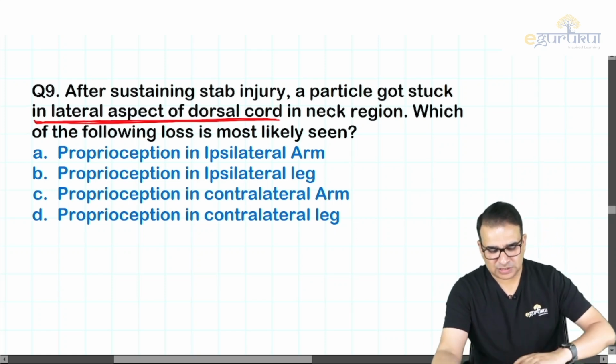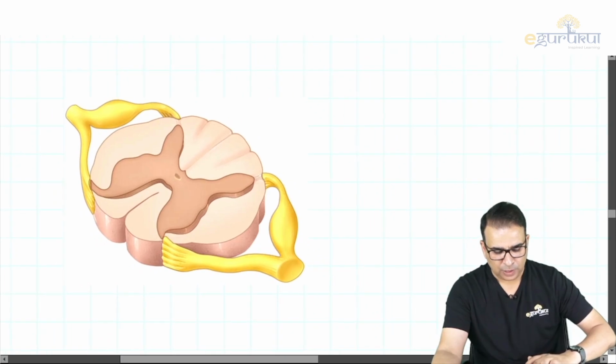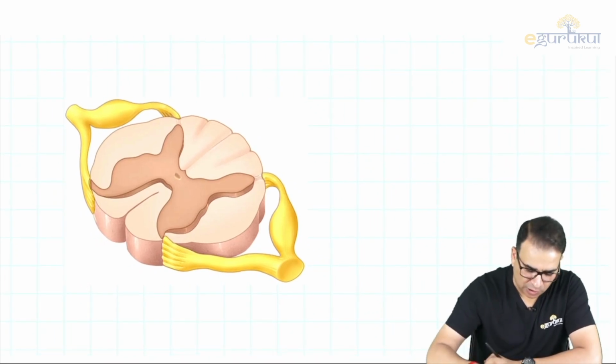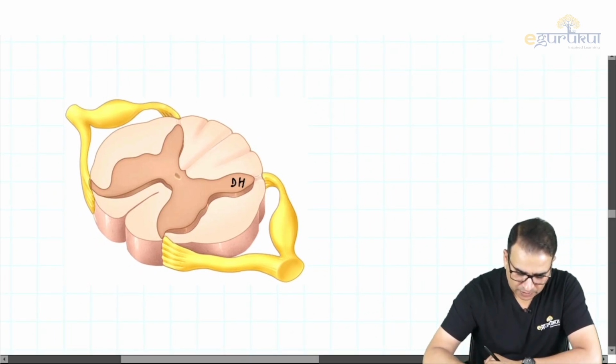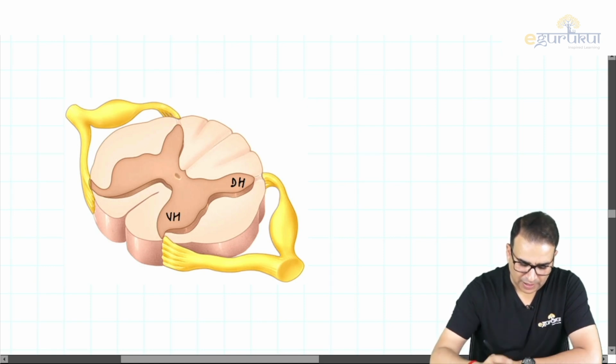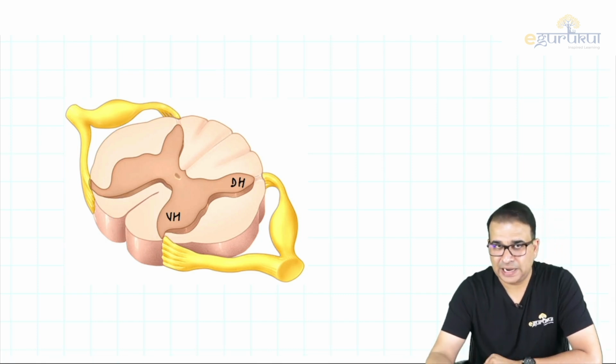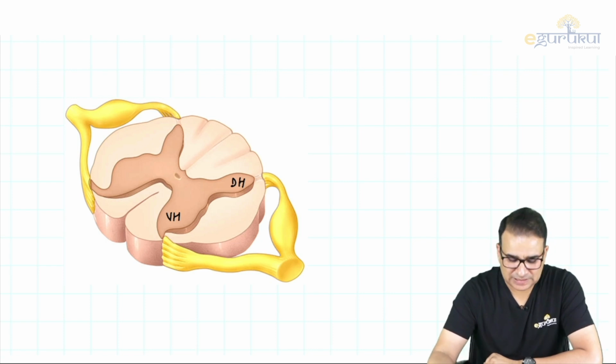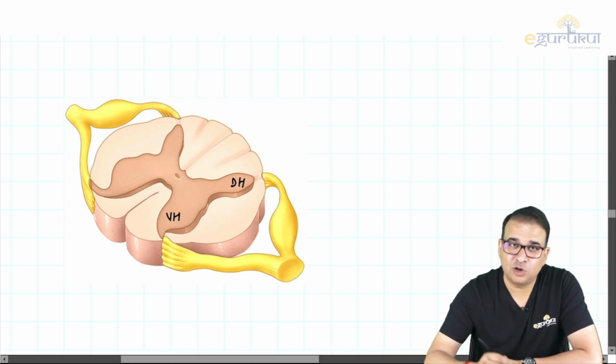Now, before we go to the options, let's have a look at this picture. In this image, these are the dorsal horn, and this is the ventral horn, right? That's the dorsal funiculus, that's the lateral funiculus, and that's the anterior funiculus. Now, because the question is specifically about the dorsal side, on the dorsal side you know the dorsal column tract is present.